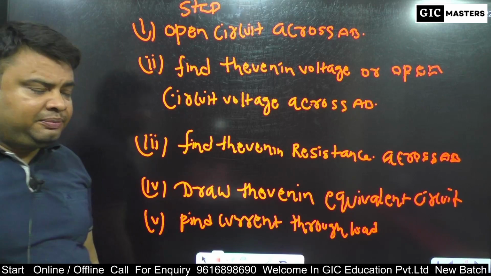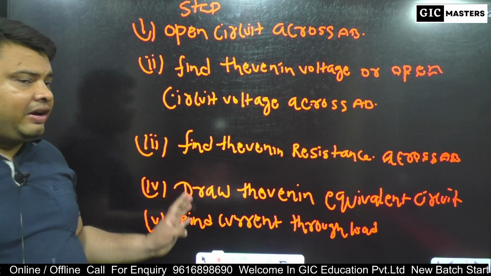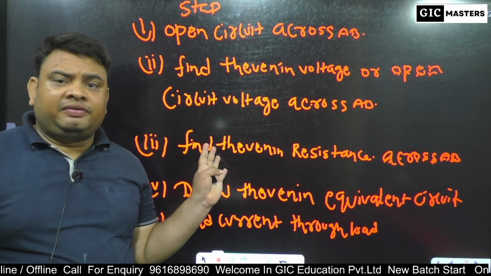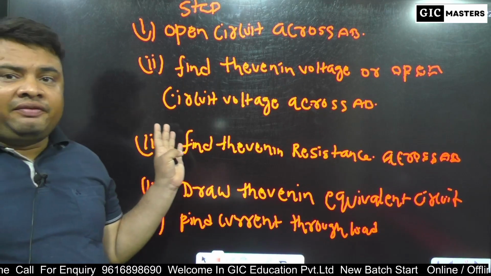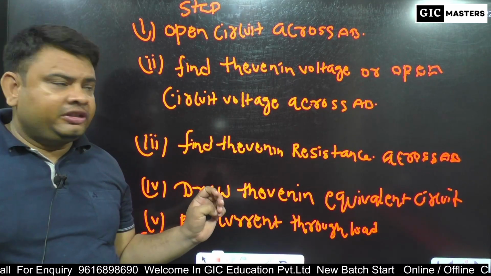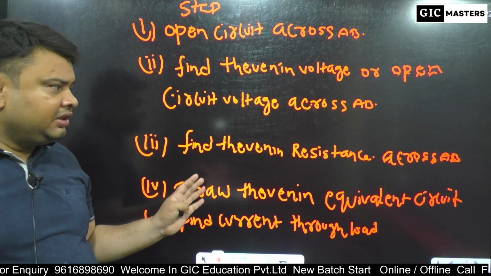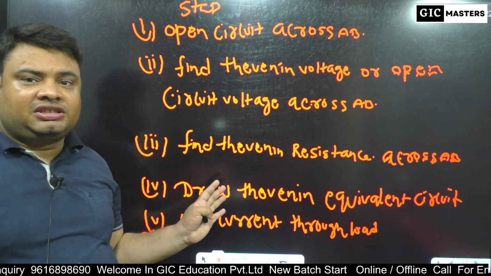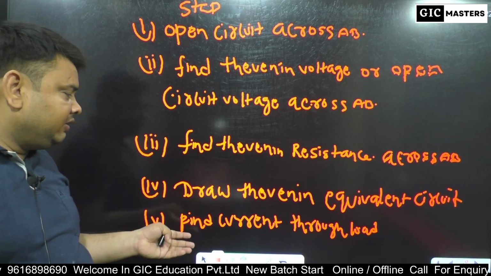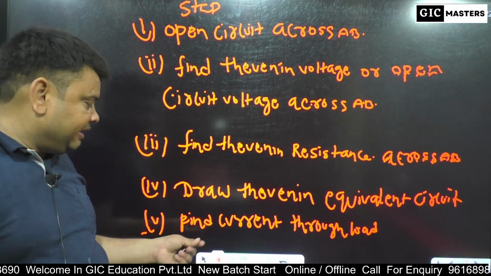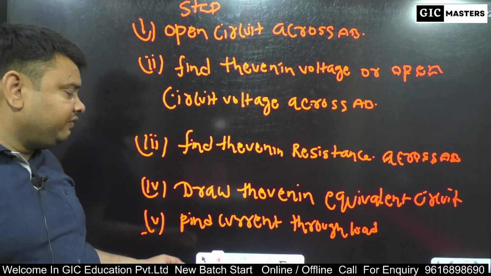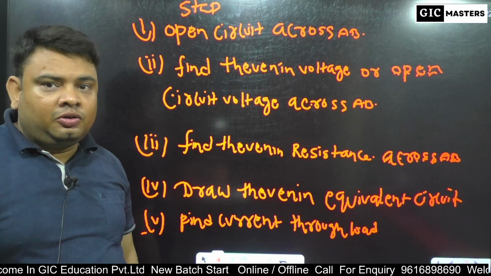These are the steps to draw a Thevenin equivalent circuit. First, find Thevenin's voltage, the open circuit voltage across AB. Second, we find Thevenin's resistance across AB. Then we draw Thevenin's equivalent circuit. And fifth is find the current through a load.